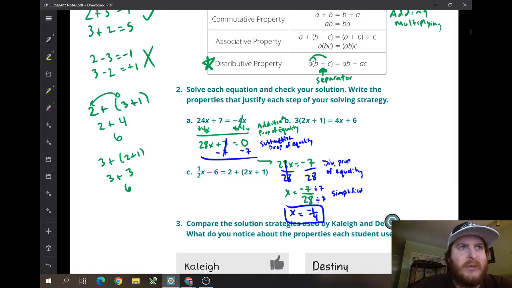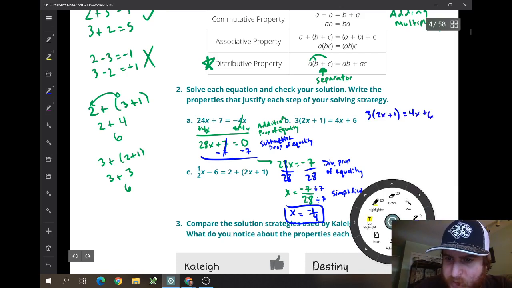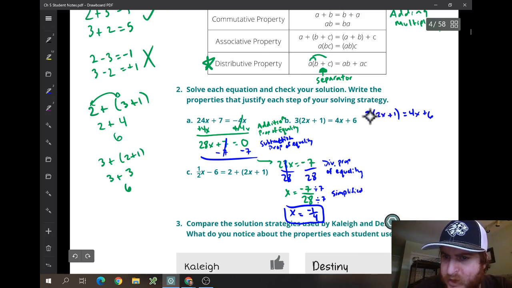For the other ones, we don't really have room, so we'll do these off on the side. We have 3 times 2x plus 1 equals 4x plus 6. The first step here, if I have something with parentheses, is to distribute through the parentheses. So this would become 6x plus 3. I multiply 3 times 2x, 3 times 1, equals 4x plus 6. What did we do here? We did the distributive property.